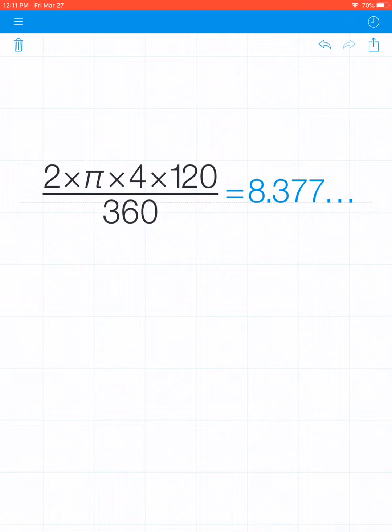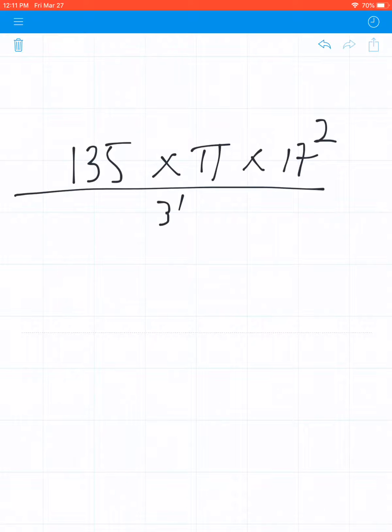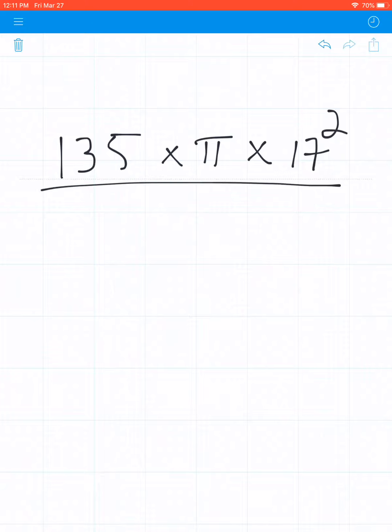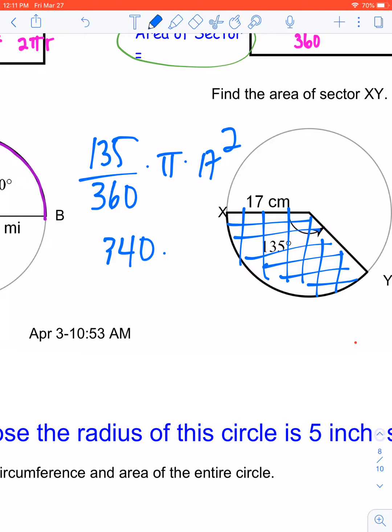So I'm going to have 135 times pi times 17 to the second power all over 360. Let's try it again. 135 times pi times 17 to the second power all over 360. And this gives me 340.5. But remember that this is going to be in square units.